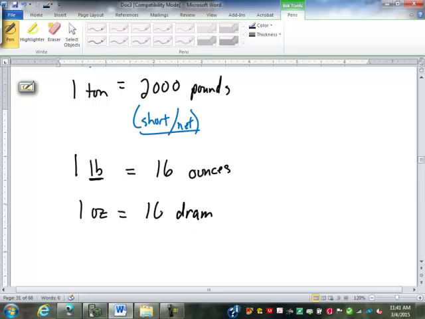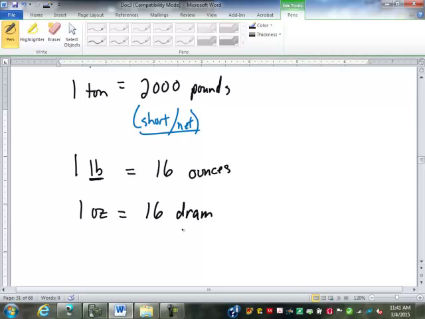Smaller than an ounce, there's something called a dram. There are 16 drams in an ounce. The dram actually was originally from the Greek coin, the drachma. That was actually the weight of that Greek coin, about 1/16 of an ounce. So the dram was one of the original apothecary units. You might be prescribed an 1/8 of a dram or a 1/16 of a dram of medication.